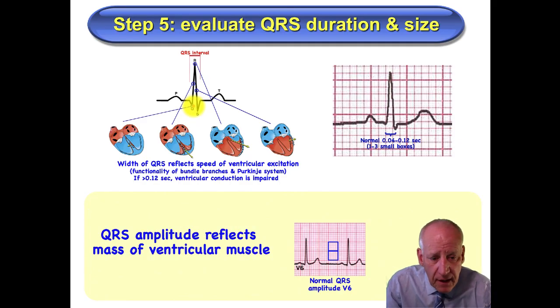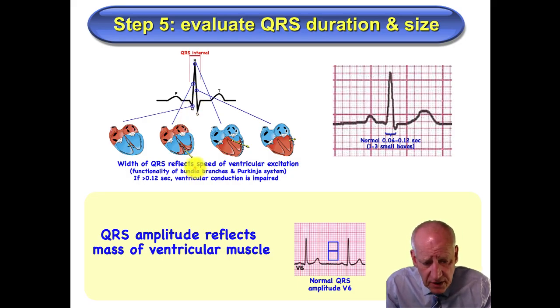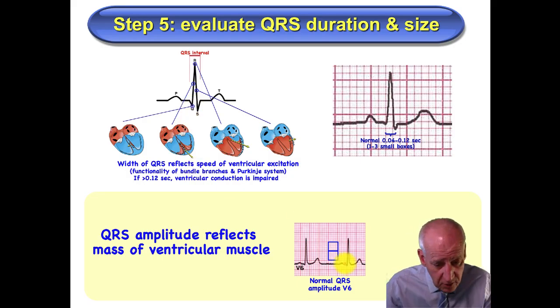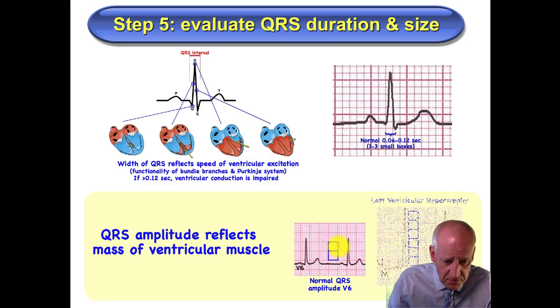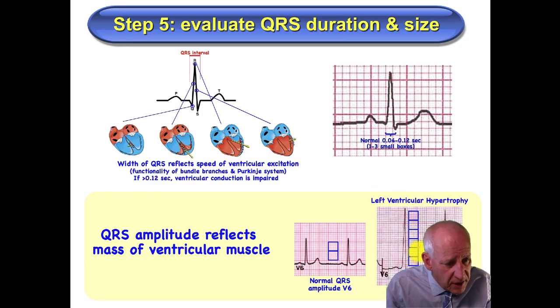How about the amplitude of the QRS, the height of the QRS complex? That will reflect the mass of ventricular muscle. Normally, the precordial lead V6 is used to assess the amplitude of the QRS, and it should be a little more than 2 large boxes. In ventricular hypertrophy, this can be increased dramatically. So how come?